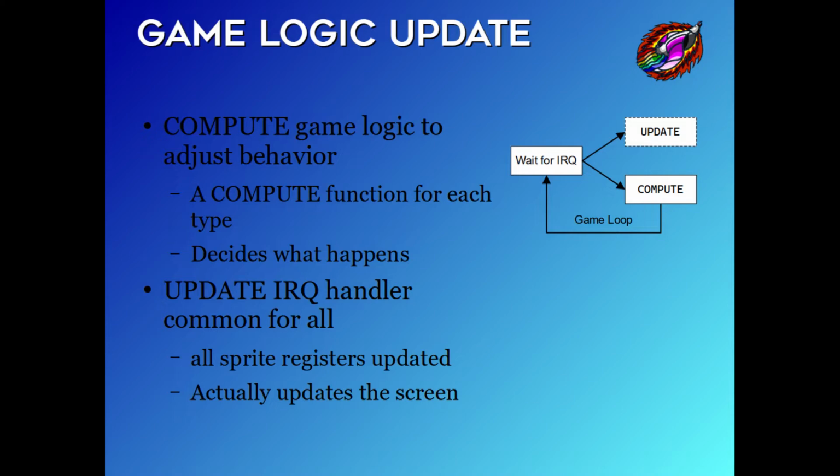We wait for IRQ, and we compute, and we go back, and we wait for IRQ, and we compute. But at the same time, when an IRQ comes in, we're going to be doing the update IRQ handler for that. Then we'll generally finish before compute can happen. So essentially what's happening is wait for IRQ comes in, we update, and then we compute the new positions and everything else, and we go back and we wait for the next IRQ to come in.